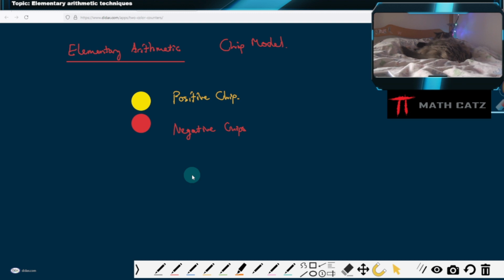line model because some could argue that the number line model is in a way somewhat abstract. The chip model gives me, in certain situations, a more direct feel for how these integers are interacting with each other.